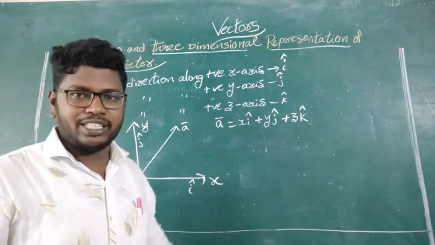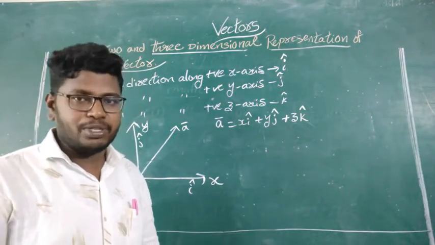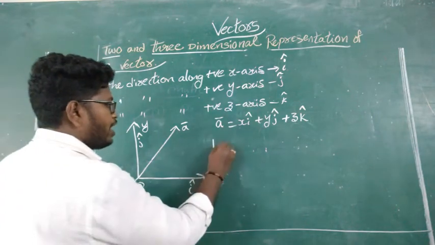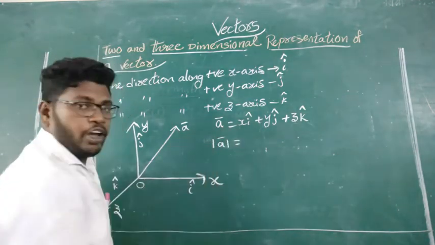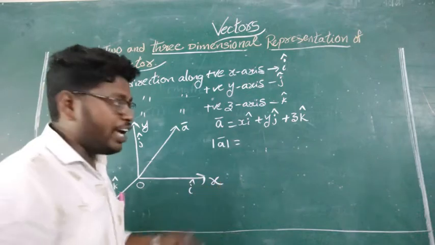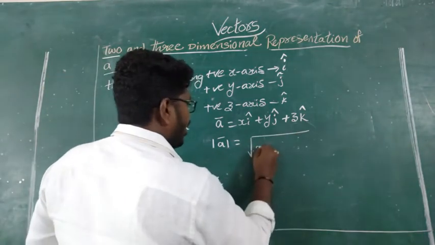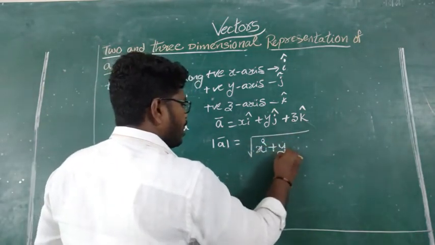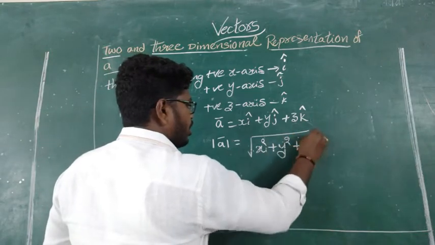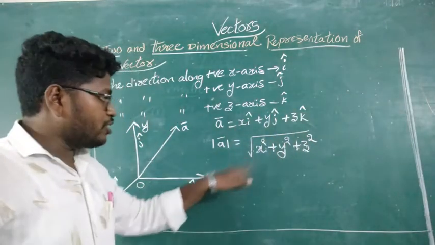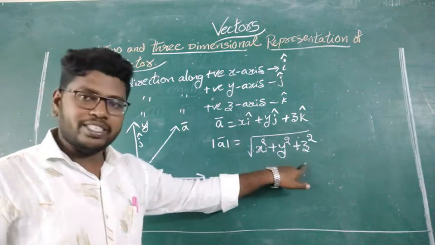In the coming class we will discuss laws of addition and laws of subtraction. Now if you write the magnitude of vector A, that is root of x square plus y square plus z square.